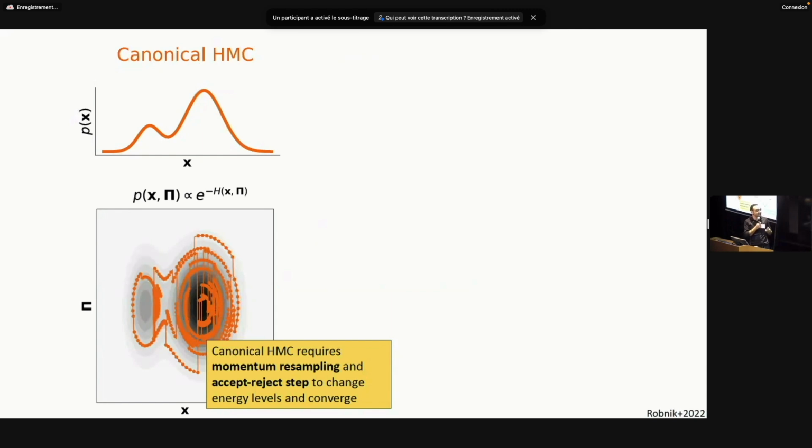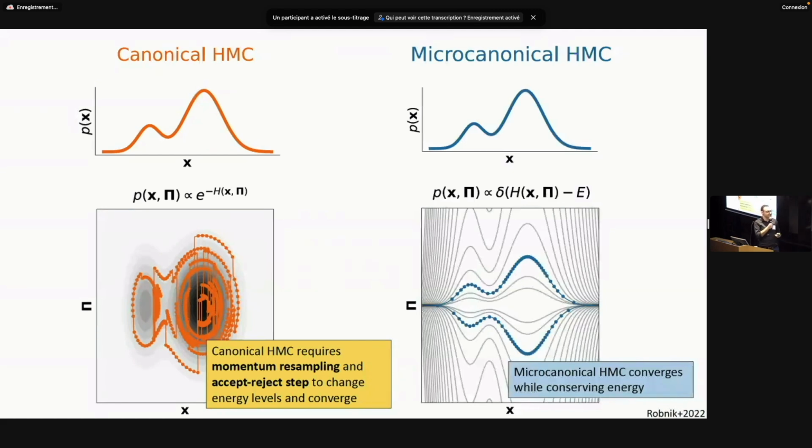And that's what motivates microcanonical Hamiltonian Monte Carlo, which follows the same idea, but now instead of making the joint distribution proportional to e to the minus H, you make it proportional to the delta function of H minus E, where E is some constant energy. And now you can follow this constant energy surface in your pi-x parameter space and get samples while conserving the energy. And this trajectory looks a lot cleaner.